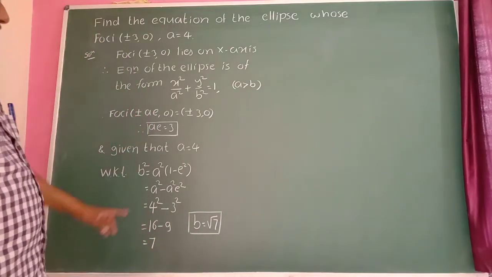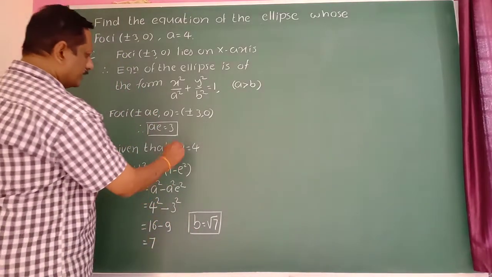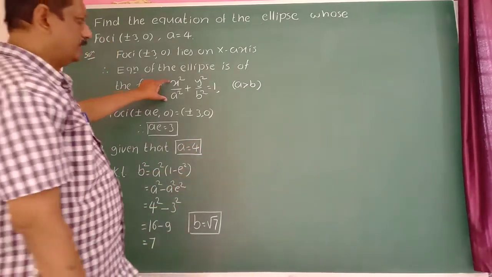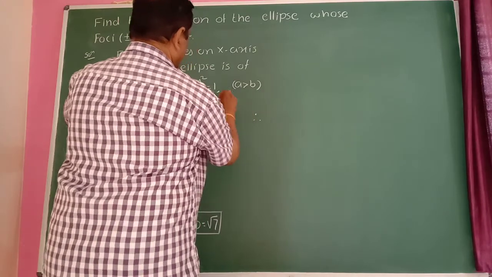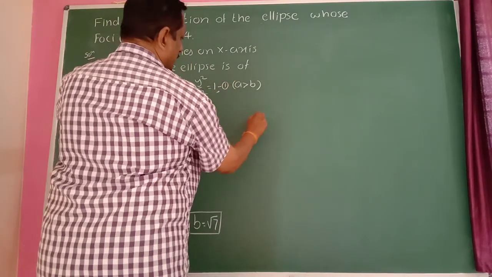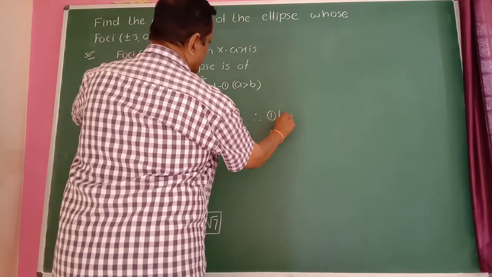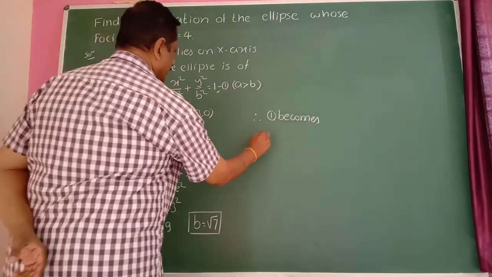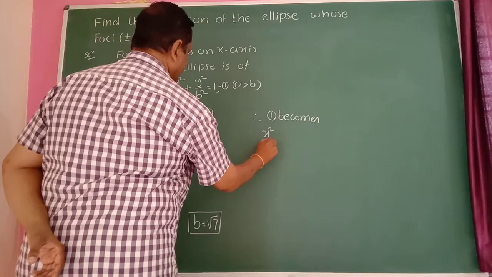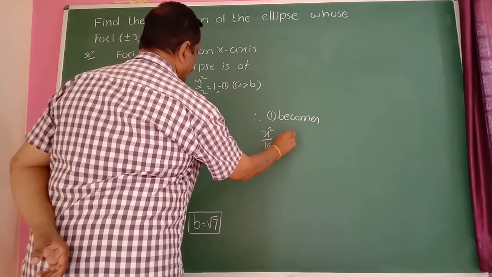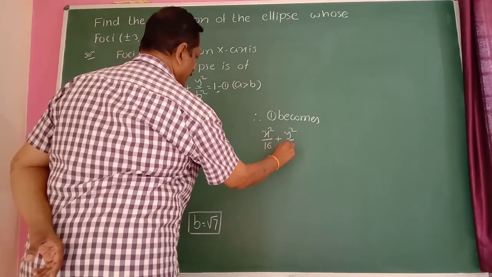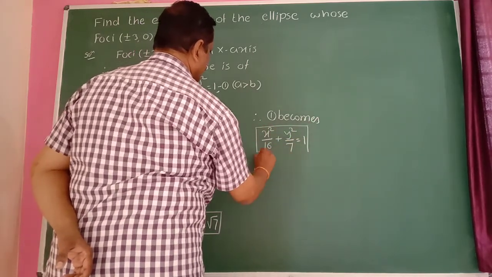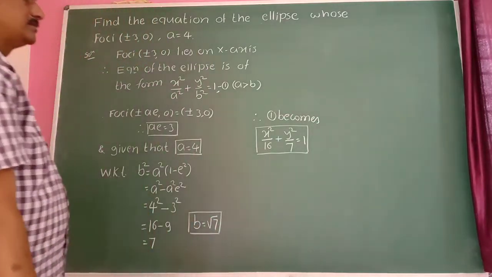So use a and b values here. They are already given a value 4 here. So using this equation, take this one as equation number 1 here. So equation 1 becomes x square divided by 16 plus y square divided by 7 is equal to 1 here. So this is the answer here.